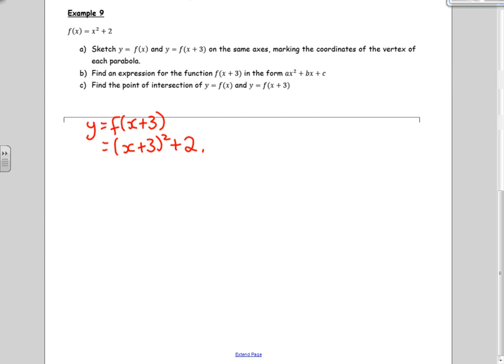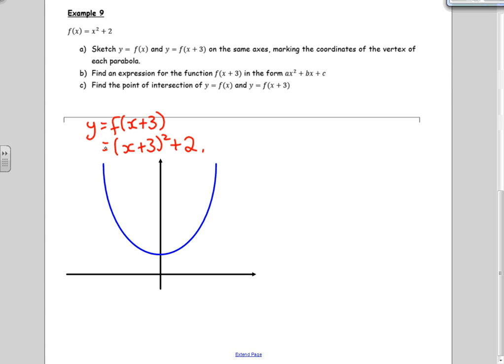So the first thing I'm going to do is draw my axes. So that's my y, and that's my x. And so the original graph will cut the y-axis at plus 2 because of the rules that we learnt earlier. So I'm just going to draw that now. So here is the x squared graph, and we are cutting our y-axis at 2.